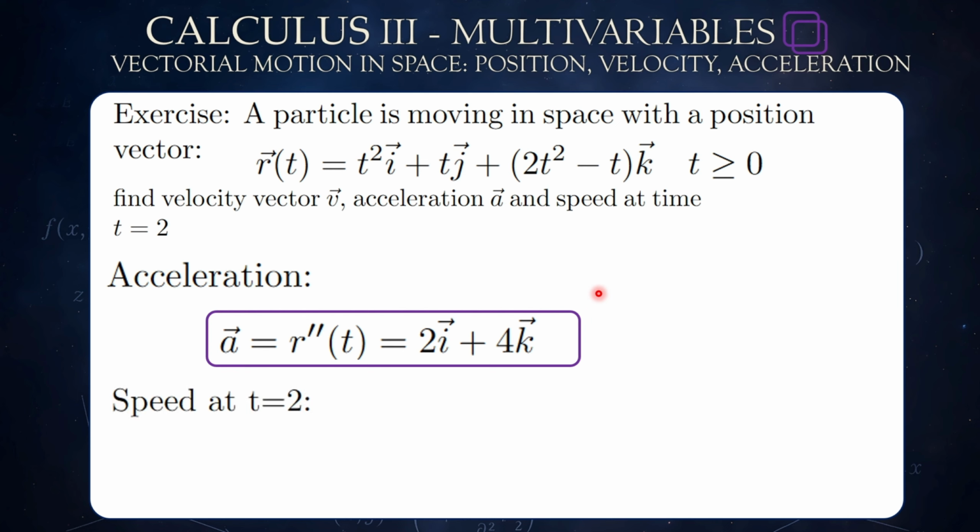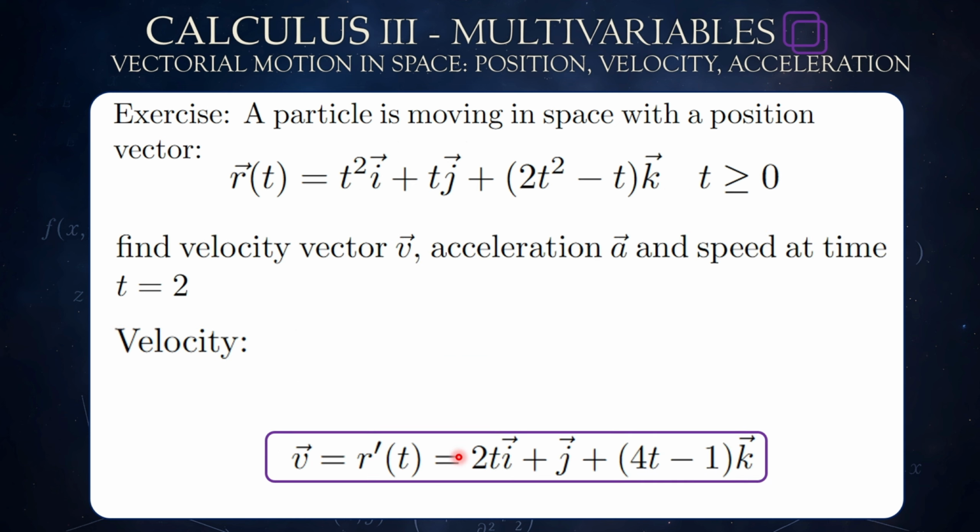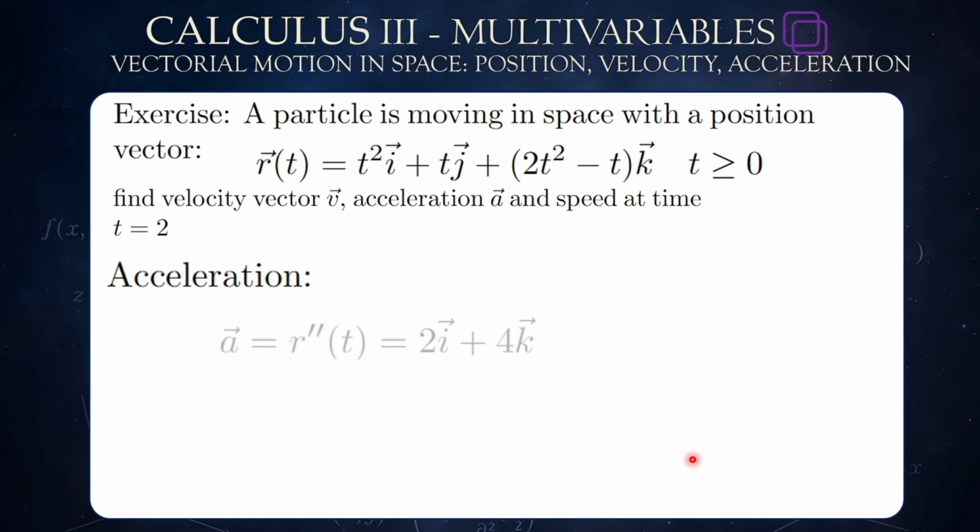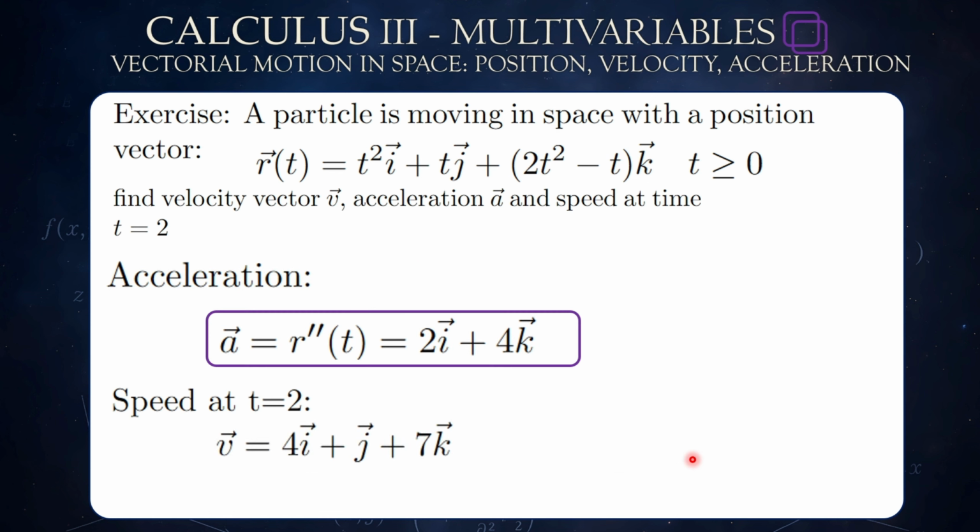Now, the speed at t = 2 is given by v, where you replace t by 2 in the velocity vector. So it is 4i + j + 7k, which is the value of the vector at 2, since 4(2) - 1 = 8 - 1 = 7. That's the velocity value at t = 2, which can be 2 seconds, for example. So v = 4i + j + 7k.